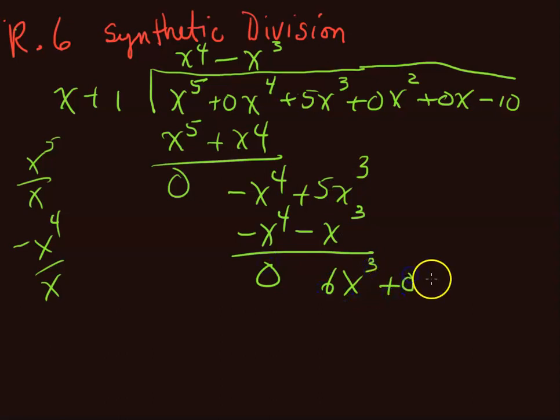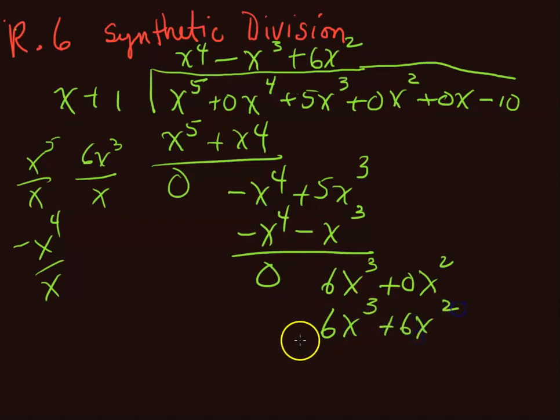Bring down the next term, 0x squared. 6x cubed over x is 6x squared, times x is 6x cubed, times 1 is 6x squared. Subtract, you get 0, and this is a negative 6x squared.